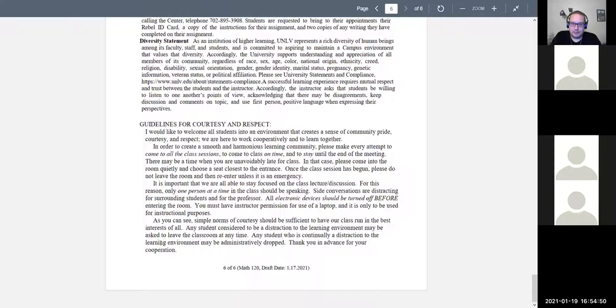All right, and then one last go at this. Guidelines for courtesy and respect. I would like to welcome all students into an environment that creates a sense of community pride, courtesy, and respect. We are here to work cooperatively and to learn together. In order to create a smooth and harmonious learning community, please make every attempt to come to all class sessions. Come on time and stay until the end of the meeting.